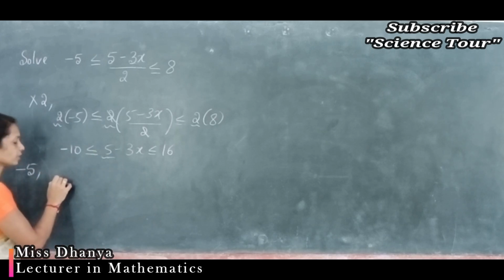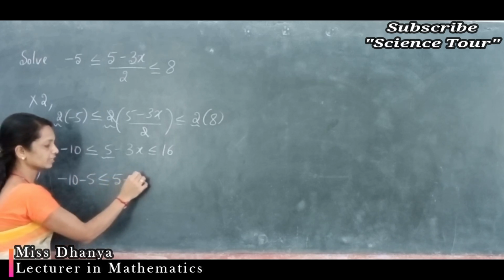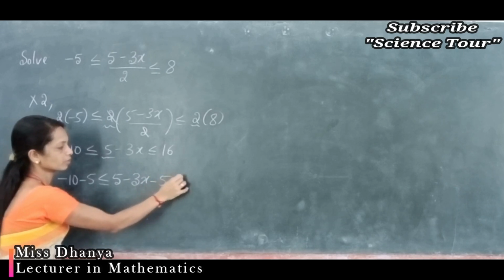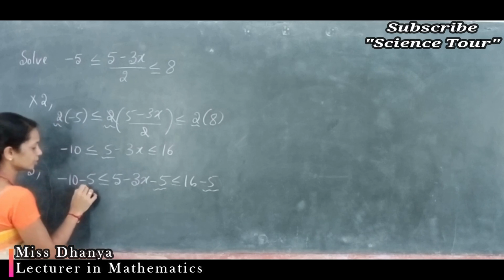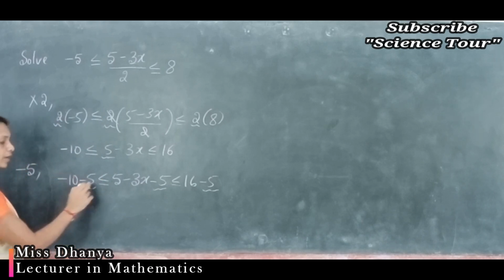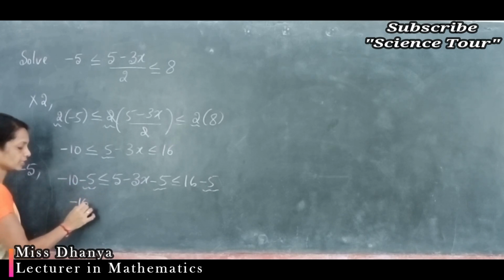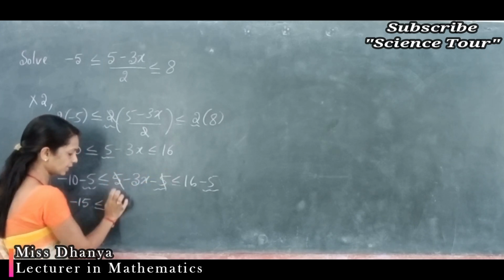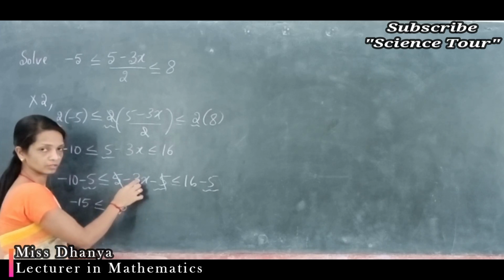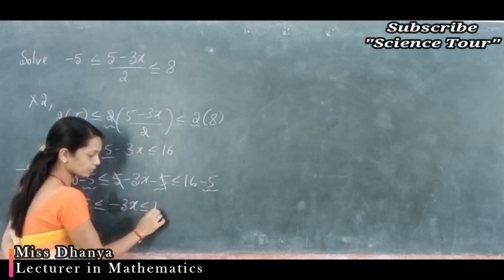So then that gives you -10 minus 5, less than or equal to 5 minus 3x minus 5, less than or equal to 16 minus 5. What we have done is subtract the number 5 from each side of the inequality and simplify each side. -10 minus 5 total is -15, less than or equal to. Here 5 minus 5 cancels. So in the middle we are left with -3x, less than or equal to 16 minus 5, that is 11.